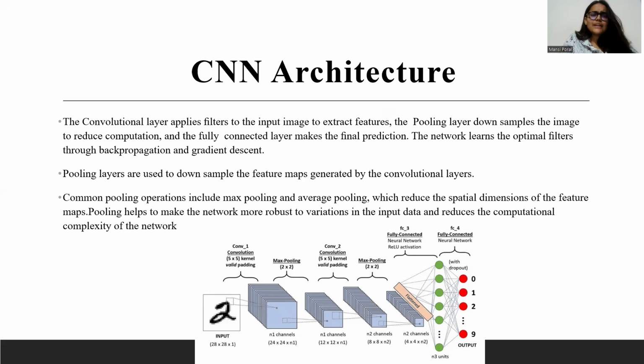Pooling layers are used to downsample the feature maps generated by the convolution layers. Common pooling operations include max pooling and average pooling, which reduce the spatial dimensions of the feature maps. Pooling helps to make the features more robust to variations in the input data and reduces the computational complexity of the network.